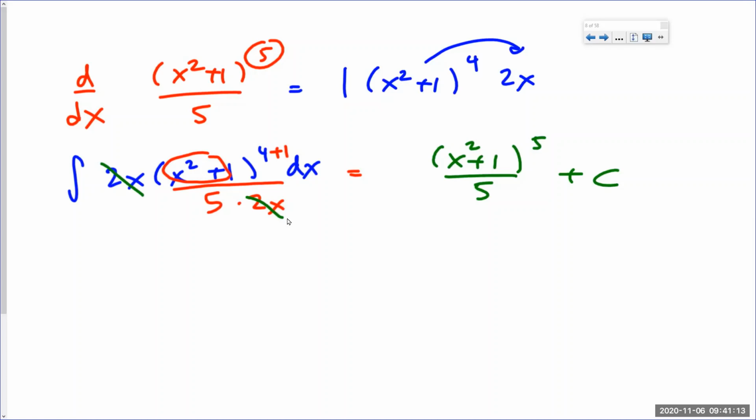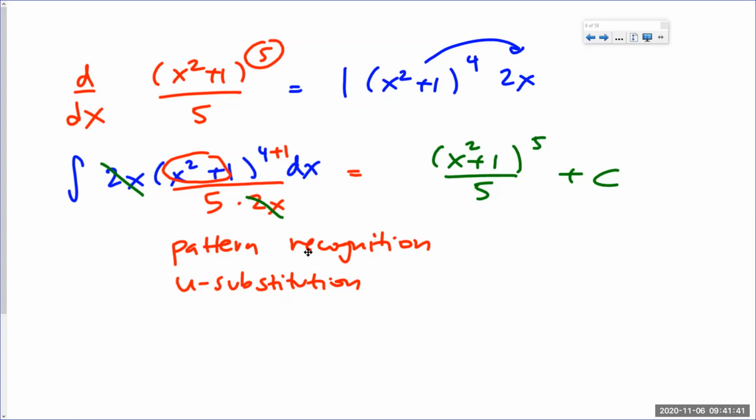Actually, I need to tell you one other thing. What we just did here was a method called pattern recognition. We recognized the pattern here and we walked backwards on the pattern. From here on out, or for most of the next few days, I'm going to do a method called U substitution. Pattern recognition is a shortcut for U substitution. U substitution is the real method that you're supposed to use. So I'm going to teach you the real method.